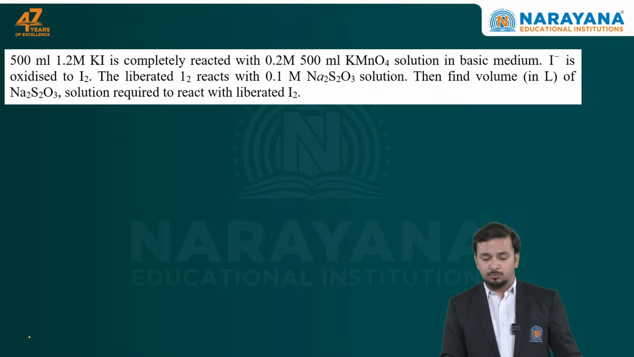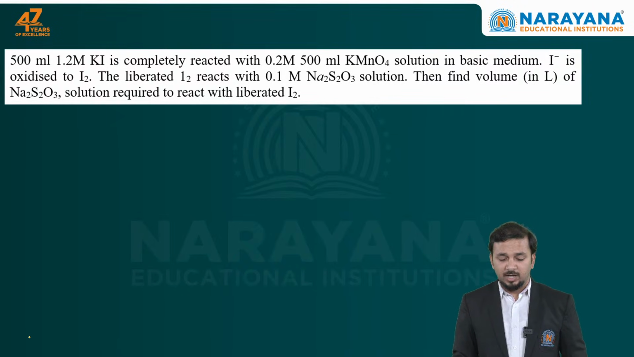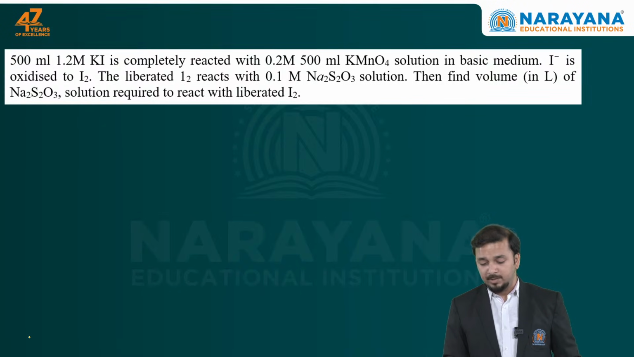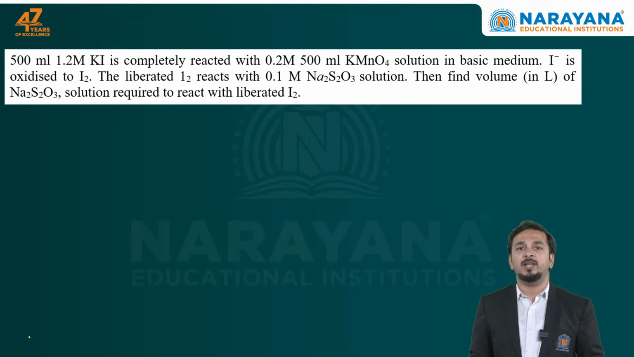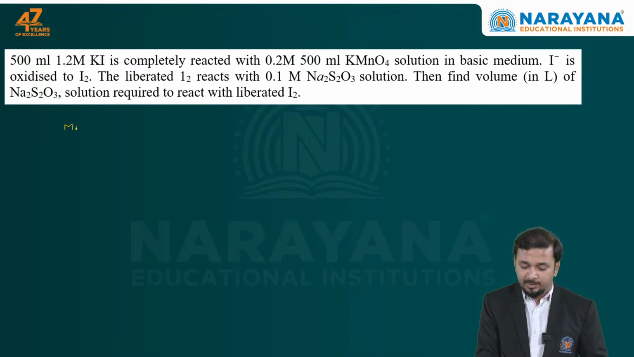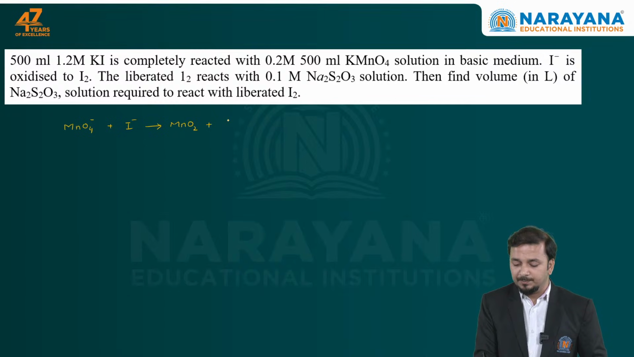Next, if you see, the other question is from titration. The question says 500 ml of 1.2 M KI is completely reacted with 0.2 M, 500 ml KMnO4 solution in basic medium. I minus is oxidized to I2. The liberated iodine reacts with 0.1 M Na2S2O3 solution. Then find the volume of Na2S2O3 solution required to react with the liberated I2. So this again will involve calculation, as we can directly see. So first of all, let's write the reactions. The reaction will be MnO4 minus plus I minus converted to MnO2 plus I2.